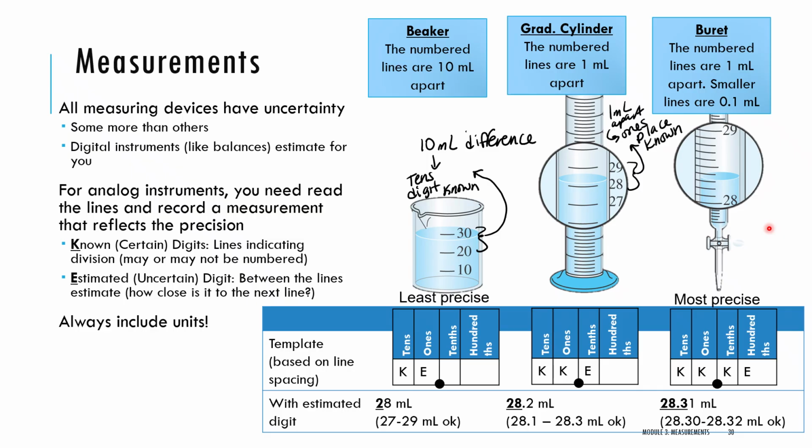Comparing these instruments, the beaker is the least precise because the estimated digit is in the ones place. The burette is the most precise because the estimated digit is in the hundredths place. The smaller estimated digit means measurements will be closer together and more precise. In the lab, beakers are not used for precise measurements. Beakers are like cups in the kitchen, while graduated cylinders and burettes are more like measuring cups.